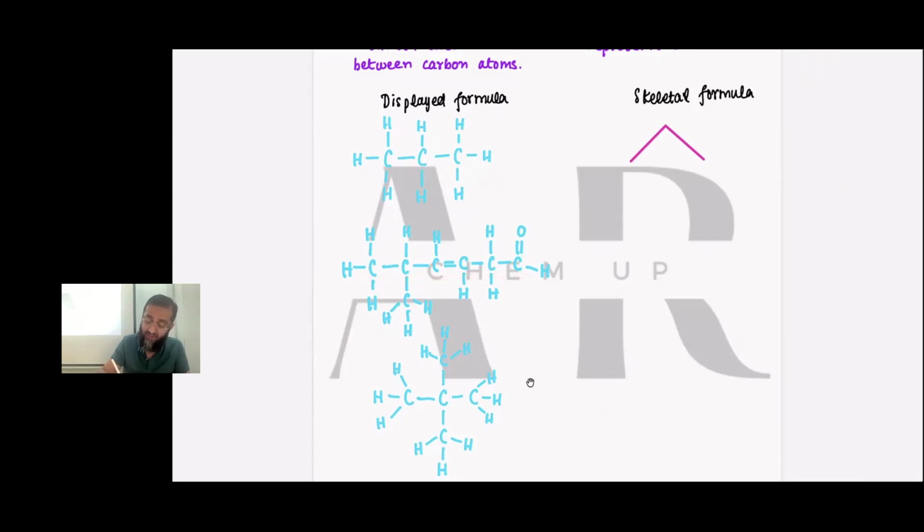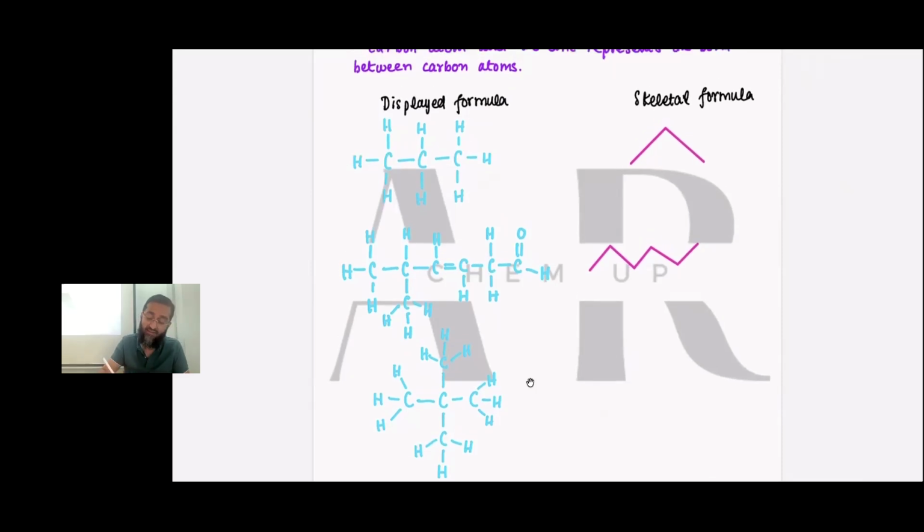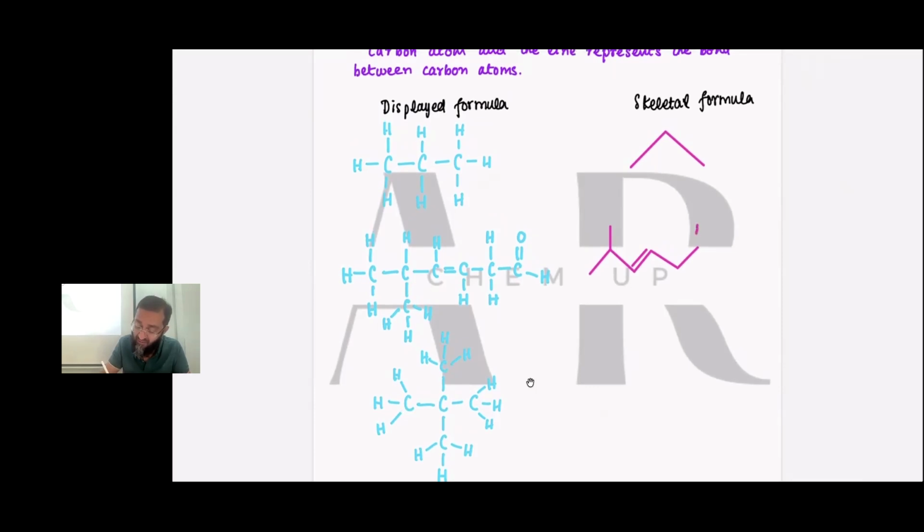So 2 carbons, 3, 4, 5, 6. Then the second one, 1, 2, 3, 4, yeah, there are 6 carbons, right? Then the second carbon has CH3, so I'm going to put a line over here. Then 3rd and 4th carbon got the double bond. Then there's a fifth carbon, and the sixth carbon has C double bond O with the H. So H is bonded to a carbon, so there is no need to write that H.